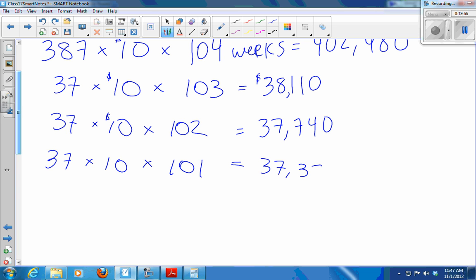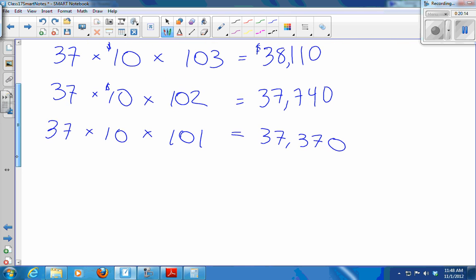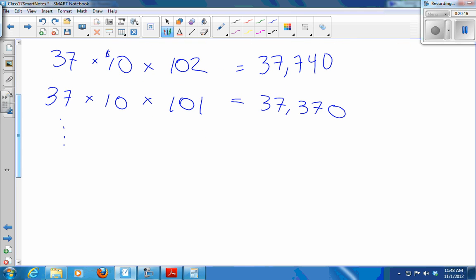37,370. Okay, and so I kind of know how to figure out what the cost is for each set of widgets that I produce, but I don't want to calculate 104 numbers and write them all down and then add them all in my calculator. Like, that's just such a huge pain. So what's the last number I'm going to put in here? Times 1 week, which would be 370. And then that's the last number I have to add, right?